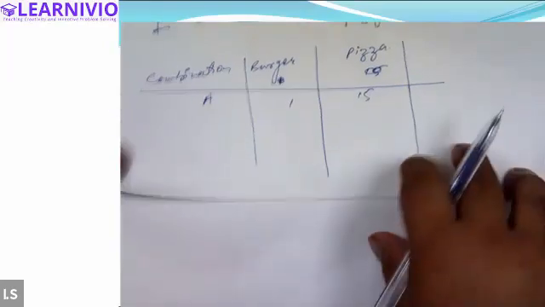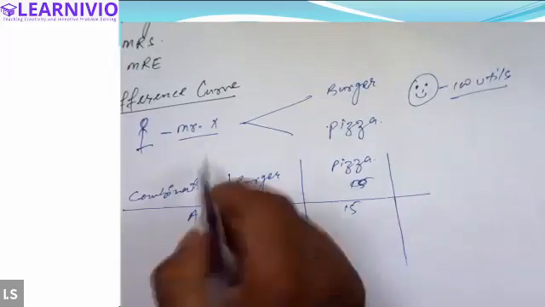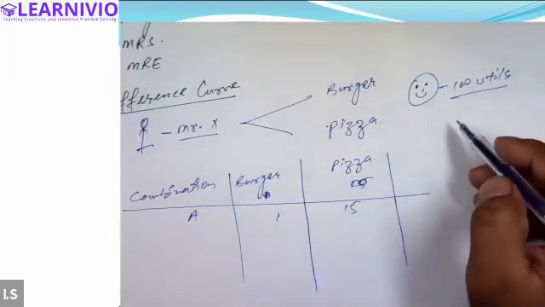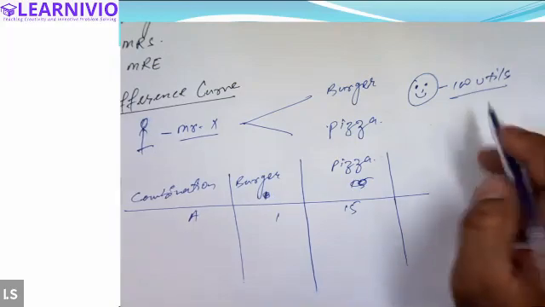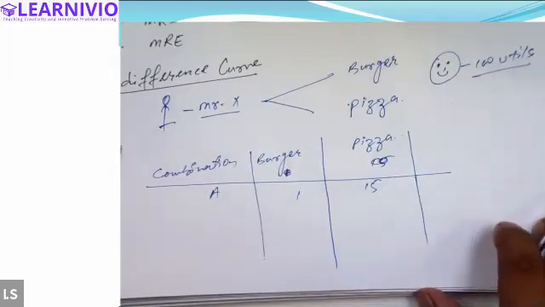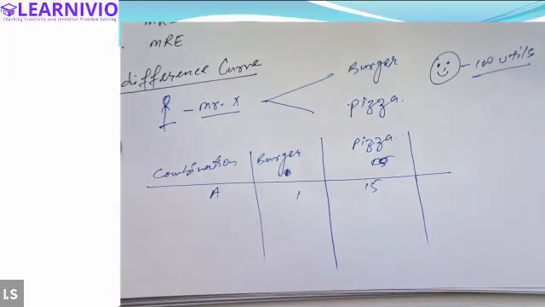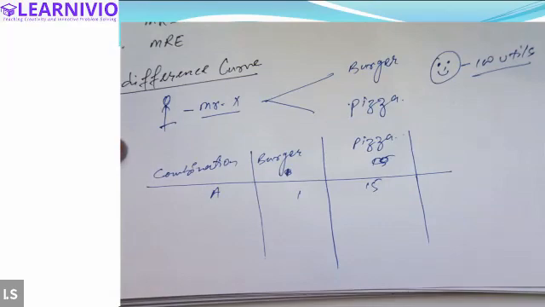All right. So let's assume Mr. X is consuming burger and pizza and he is receiving 100 utils of satisfaction. Now, what we are saying to Mr. X is, please reduce some quantity of pizza. I'm asking Mr. X to reduce a few slices of pizza.